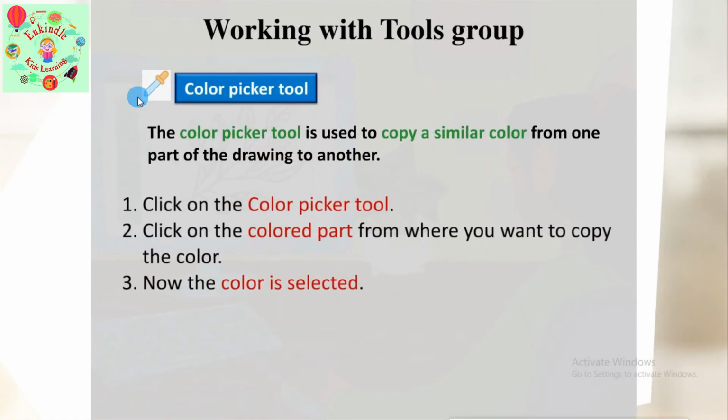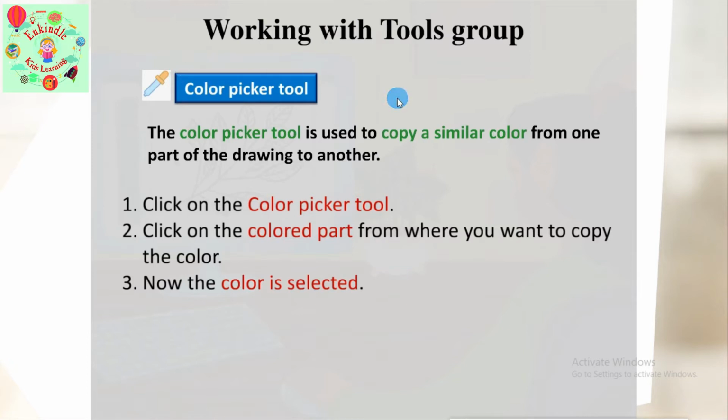Our next tool is color picker tool. Color picker tool is denoted by a picker symbol. The color picker tool is used to copy a similar color from one part of the drawing to another. Suppose I want to use this color in my drawing. What will I do? I will select the color picker tool and click on this color. When I click on this color, this particular picker will be filled with this blue color and I can use this color in my drawing.